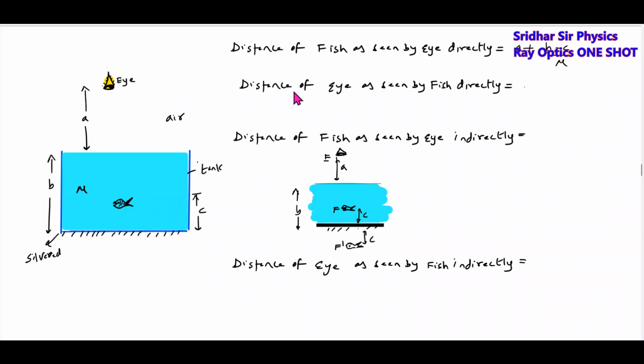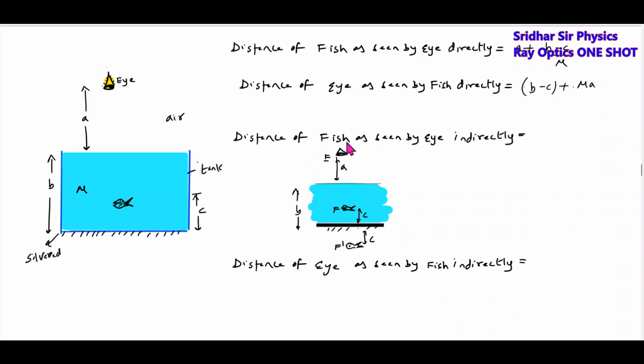Okay, great. Similarly, the eye will be treated like some object that will be seen by the fish. In that case, distance of the eye as seen by fish directly. Now the rays emitted by the eye will undergo refraction and enter the fish. Then at what distance is the fish from the boundary? B minus C. What is the height? Height will be A. Then this will become mu A. These are apparent depth and apparent height formulas.